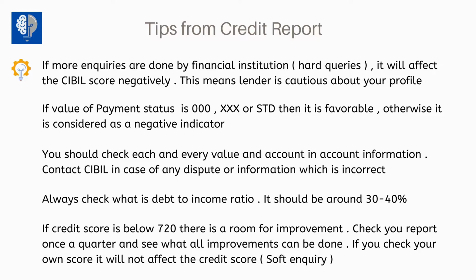Now if your credit score is below 720, it means you can improve it. We will recommend that you check your credit report at least once a quarter and go through all the fields, check whether everything is done right, so there should be no mistake.